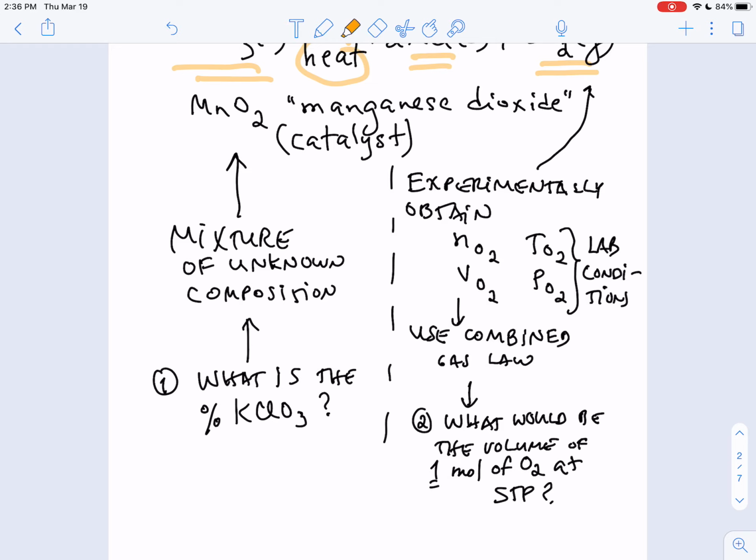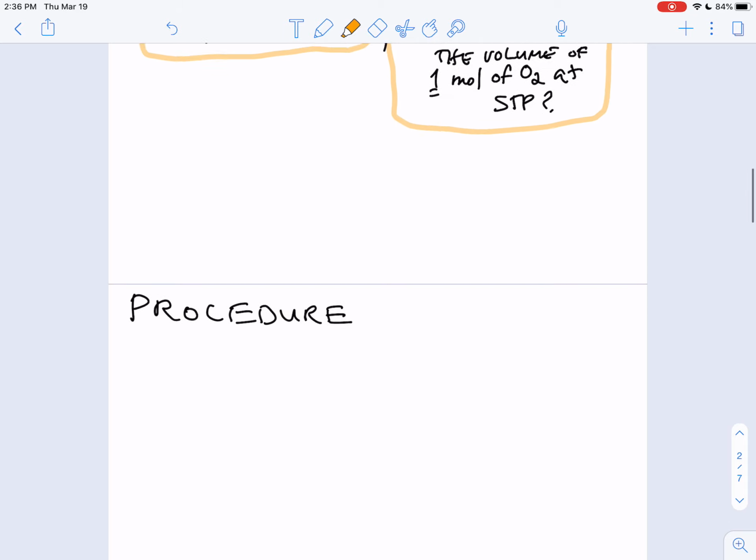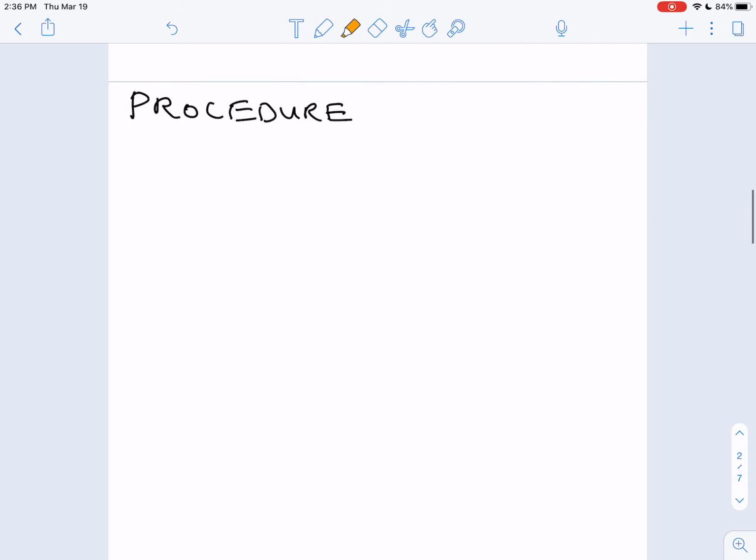So to summarize, these are the two objectives of our experiment. Number one, find out what is the percent composition of our mixture. Number two, see if we can replicate the result of what is the volume of 1 mole of oxygen at STP. All right?